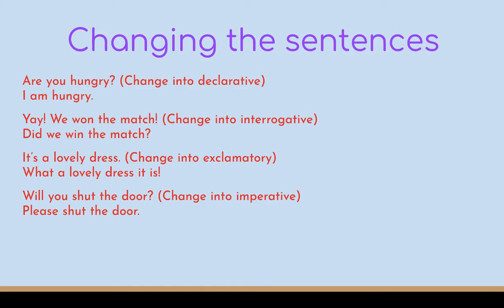What a lovely dress it is. So this one just has one meaning, but some other sentences may have two ways of saying it, so you could just mention any one of them. And it's a lovely dress. It is not an imperative sentence. It's a declarative sentence. It's not a command. It's basic information, and you're describing something over here.